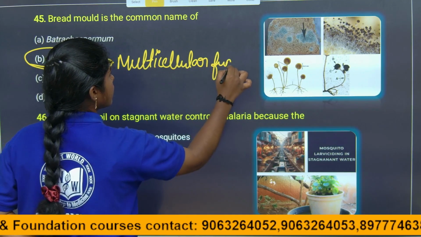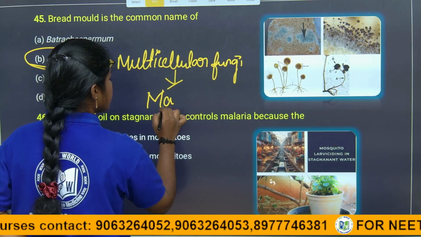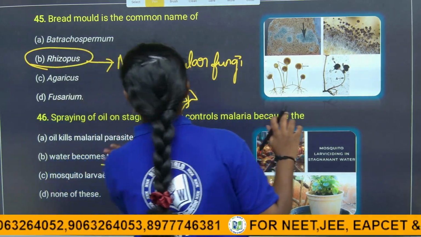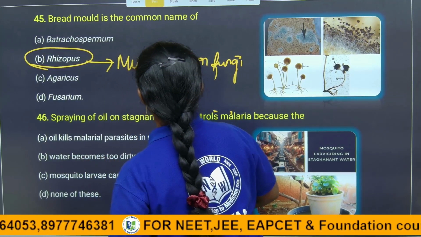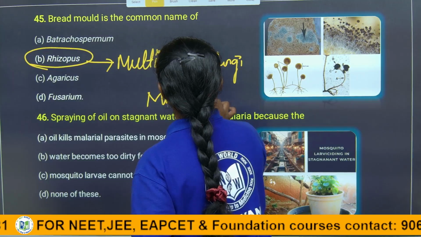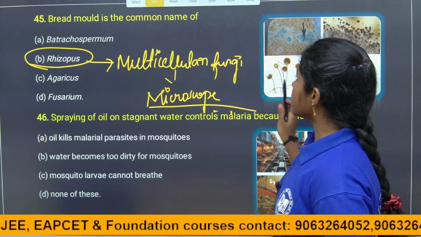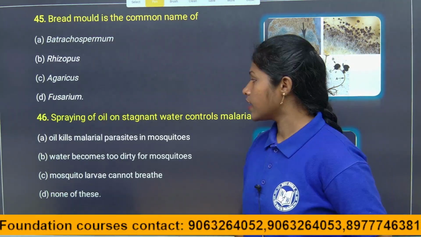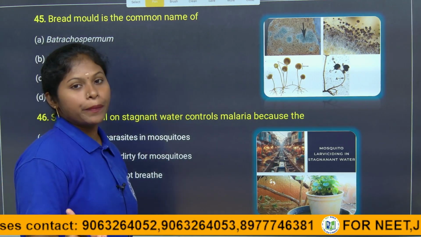Multicellular fungi can be seen only through the microscope, right? This is what Rhizopus is, children. Coming to the unicellular example: what is an example of a unicellular fungus, children? It is yeast. The good example of a unicellular fungus is yeast. It reproduces through budding, right?